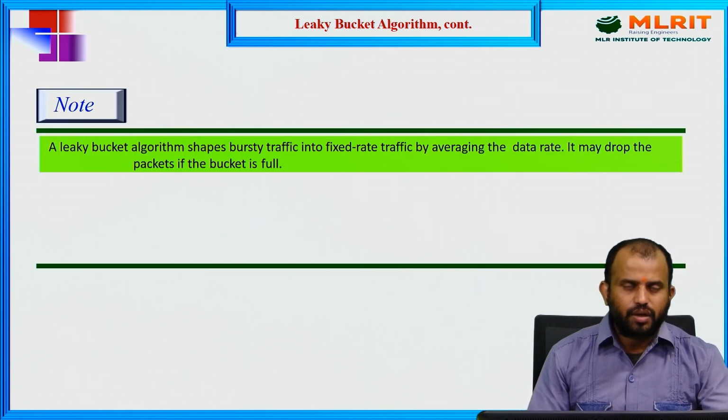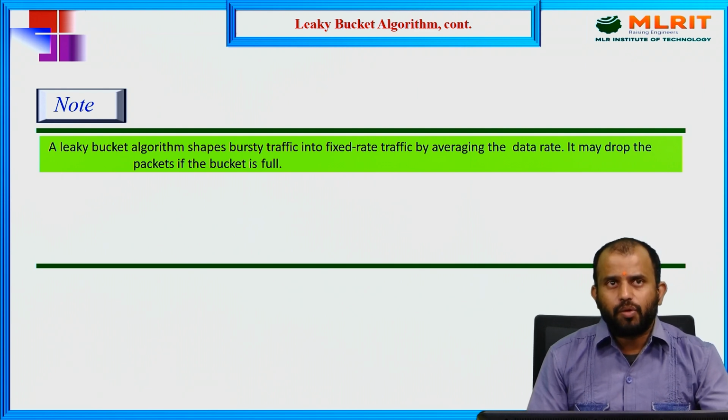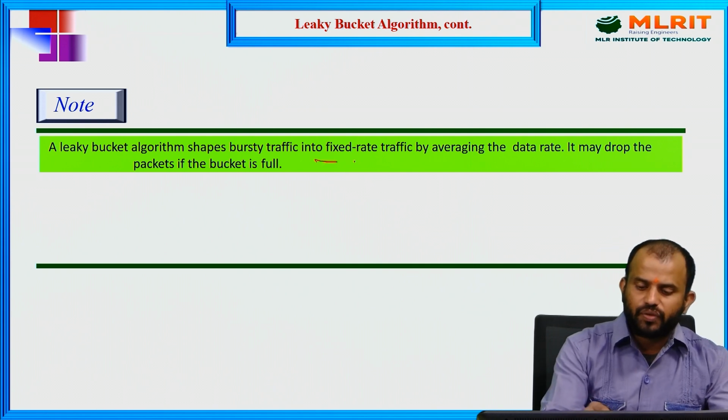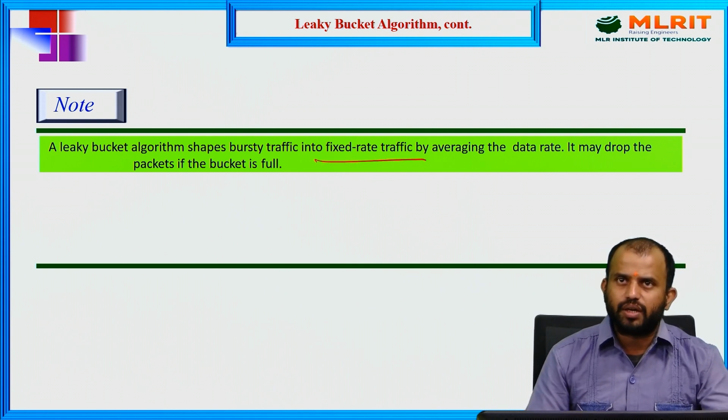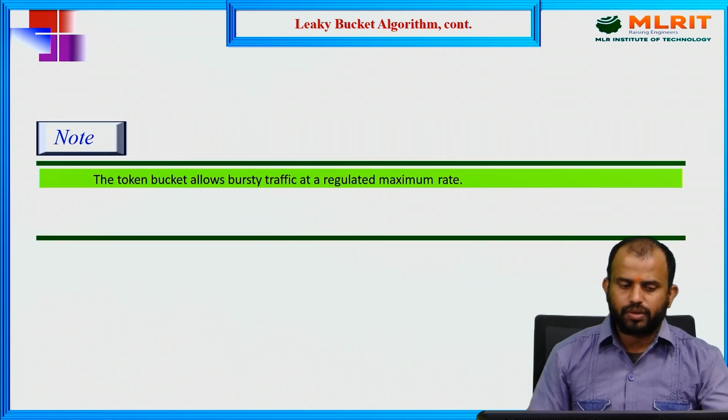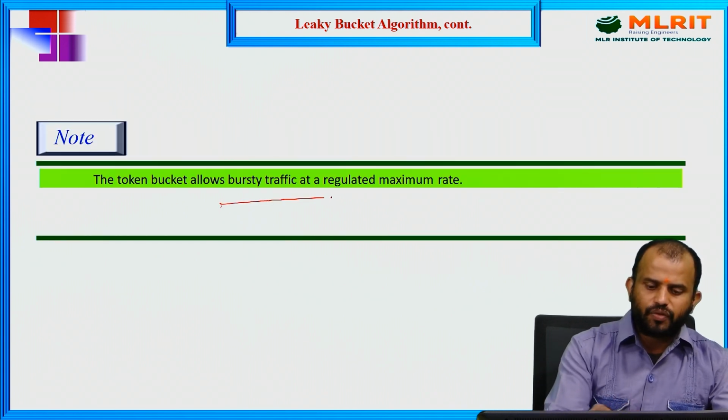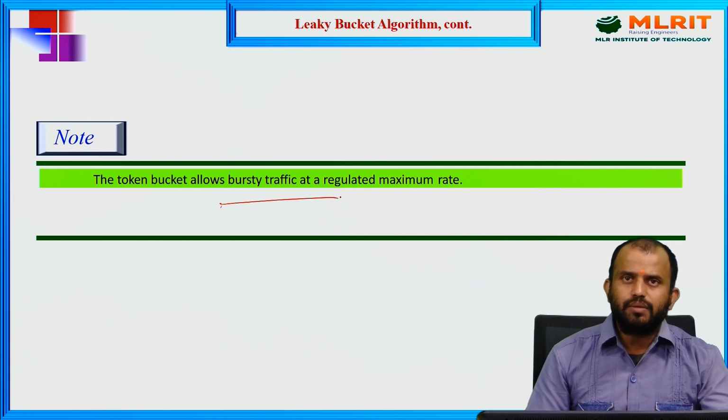Here the important point to understand and make a note of: the leaky bucket algorithm is a traffic shaping algorithm. It has to maintain a fixed-rate traffic by averaging the data rate. It may drop packets if the bucket is full. That is the important point. And another important thing is that the token bucket allows bursty traffic at a regulated maximum rate.